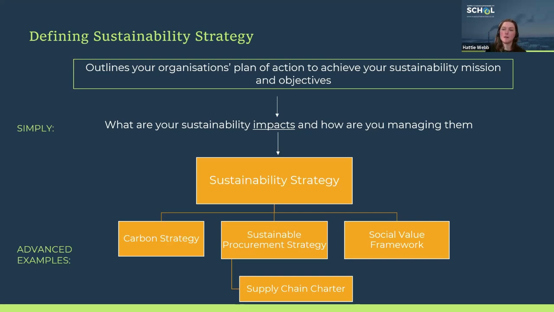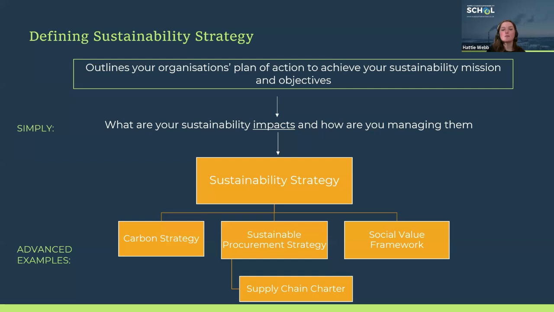So, when we refer to a sustainability strategy, we mean a document that outlines your organization's plan of action to achieve your sustainability mission and objectives. So, simply what that means is, what are your sustainability impacts and how are you managing them, including who's managing them, what's your time frame for managing them. And this all links back to making sure that your strategy is tailored to you and your organization. So you really need to think about what's relevant to your specific organization. And this will depend, as your sustainability impacts might be different to other organizations based on your industry, based on the goods you're procuring, or even your size.